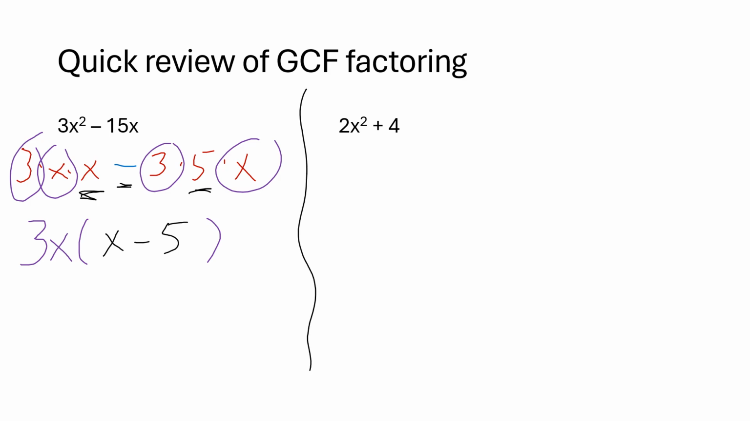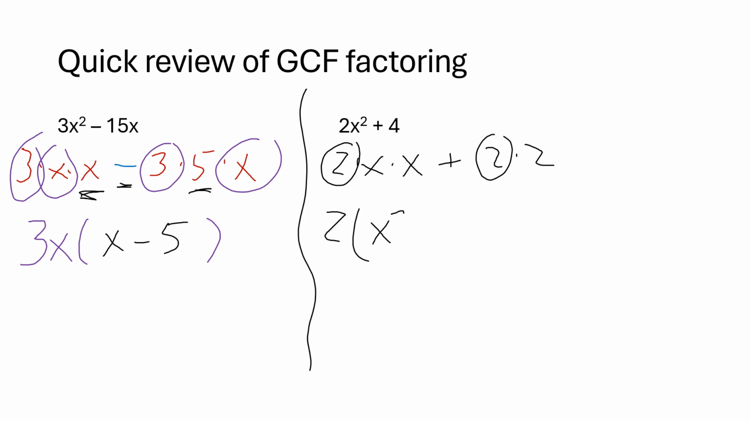If you have this one over here, we have 2 times x, and then 4 factors into 2 times 2. And so our GCF in that case is just the 2. That's the only thing that both factors have in common. So you would factor that out. And then you would multiply the x squared back together again. So x times x is x squared. And we have the plus 2.